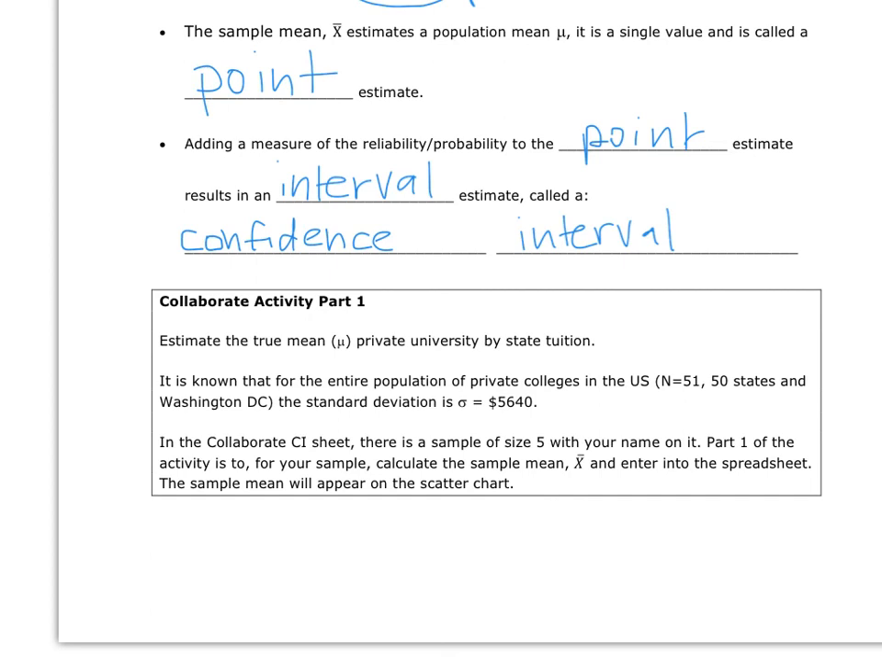Okay, I have one fix to this Collaborate activity part 1. The standard deviation is actually, I've switched some numbers there, that should actually be 5,460. All right, so that number is going to show up later on as we calculate confidence intervals. So go ahead and make that change in your notes. All right, thanks.